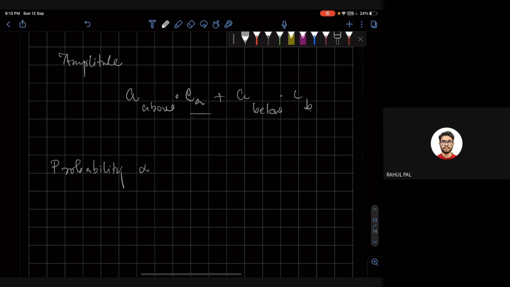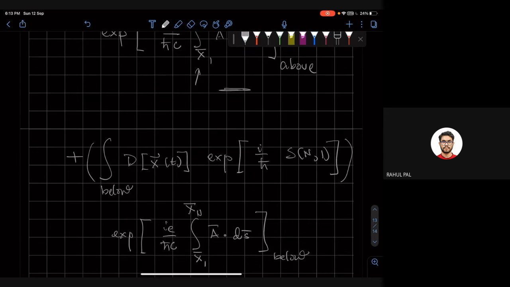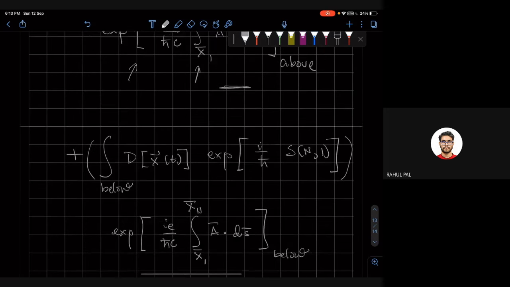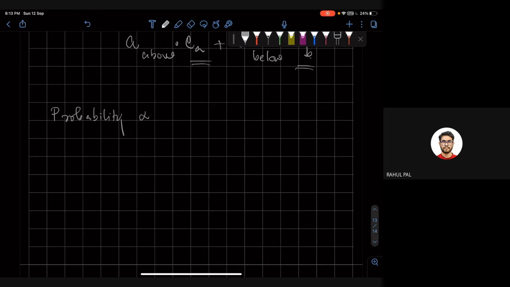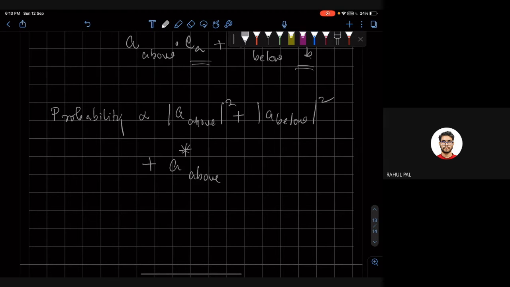So these are phases, right? As you can see, these are just pure phases. So there'll be terms in the probability like A above squared plus A below squared. But then there'll be terms in which it'll be A star above, A below, and C star above, C below, and its complex conjugate, right? It has to be a real number.